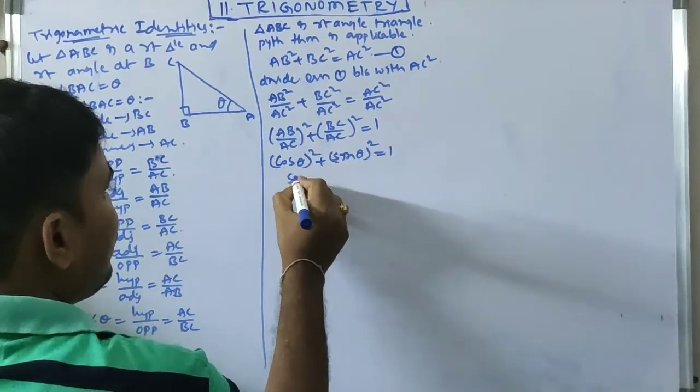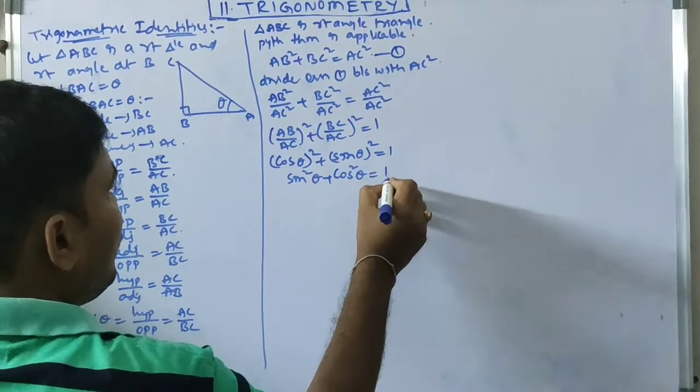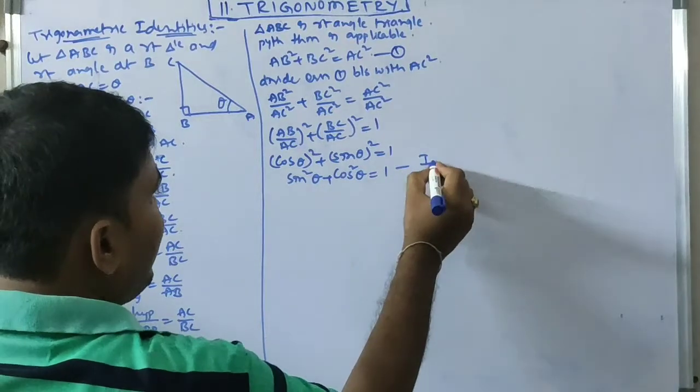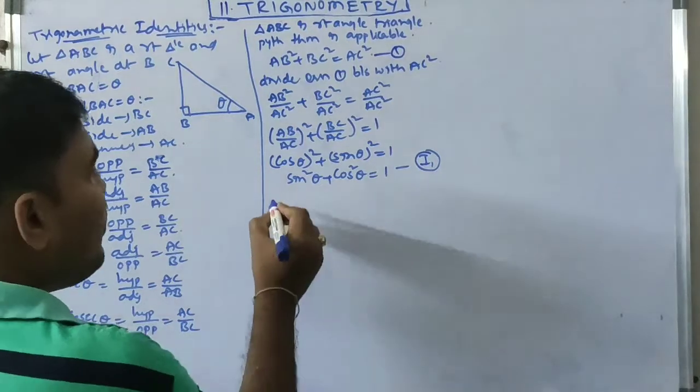This we can write sin square theta plus cos square theta equal to 1. So this is the first identity, identity 1.